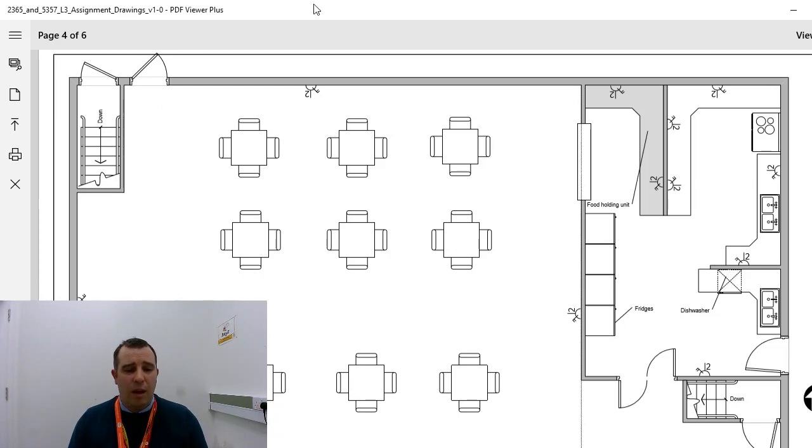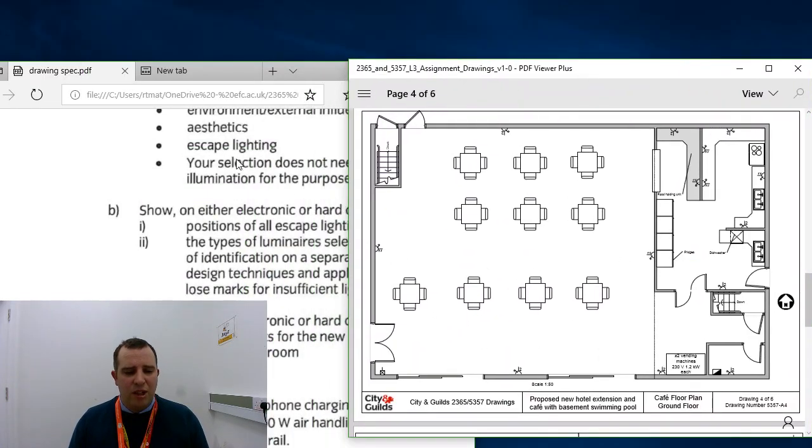You can't get this wrong. It says in your specifications here your selection does not need to be exact. You can't get penalised for putting more lights or fewer lights on. Just make sure that you've put enough lights on there that you feel is going to be included.